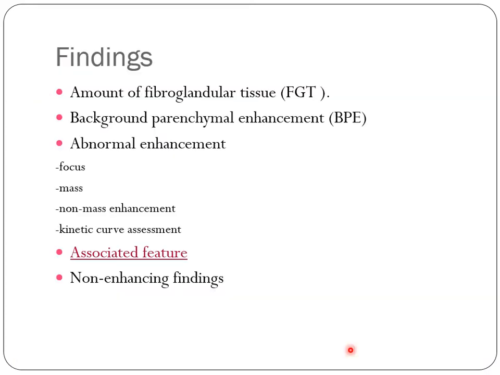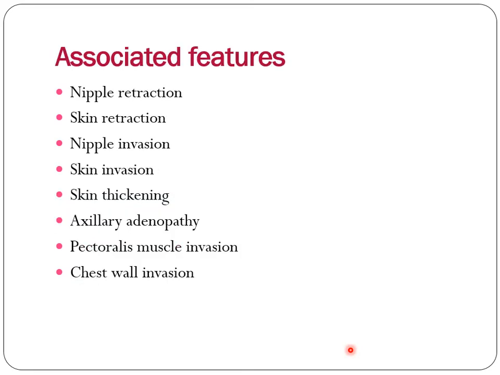About the findings, we talked about the focus, the mass, the mass enhancement, and the kinetic curve assessment. Associated features, what does that mean? Associated features include nipple retraction, skin retraction, nipple invasion, skin thickening, axillary lymphadenopathy, pectoralis muscle invasion, and chest wall invasion. This MRI breast lexicon is very important to keep in mind, so as not to miss any part of the breast tissue.